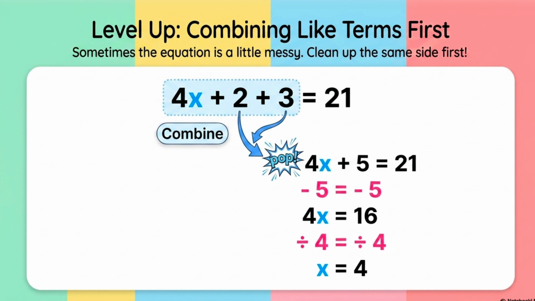Sometimes the equation needs to be cleaned up before you start solving. So here we have 4x plus 2 plus 3 equals 21. On the left side, let's look at what we can combine. We can combine 2 and 3 first. So that becomes 4x plus 5 equals 21. Now I solve like normal. Subtract 5 from both sides to get 4x equals 16. Then divide by 4 to get x equals 4. So always check if you can combine like terms before solving.